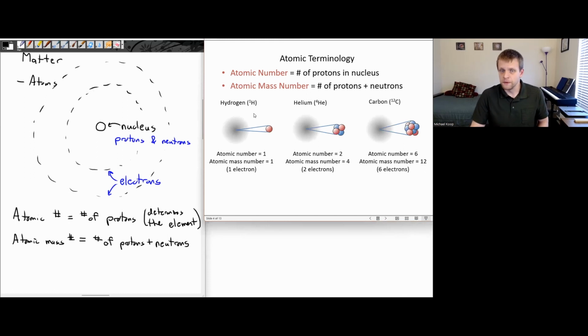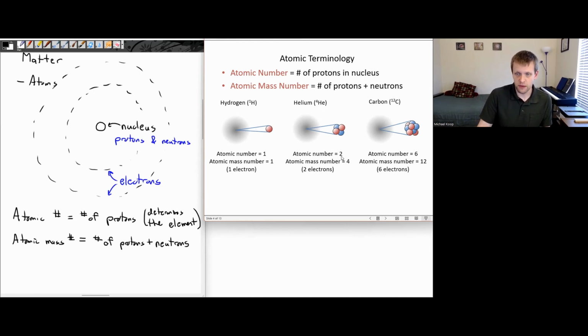So, for example, let's say I'm looking at hydrogen 1. Whenever we see this little number in the top left corner of the element, that's telling us the atomic mass number. So hydrogen 1 is atomic number 1, and its mass number is 1. So the number of protons is 1. The number of protons and neutrons together is 1, so it just has 1 proton and no neutrons.